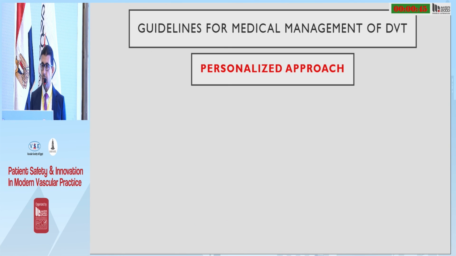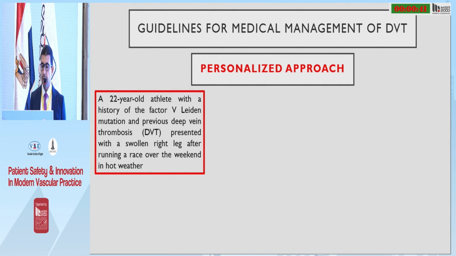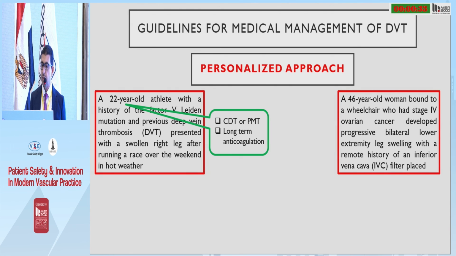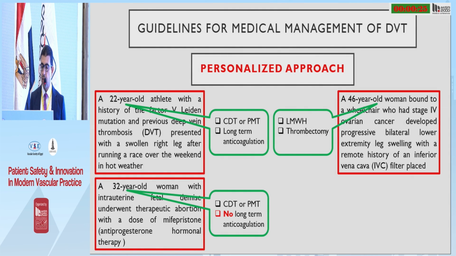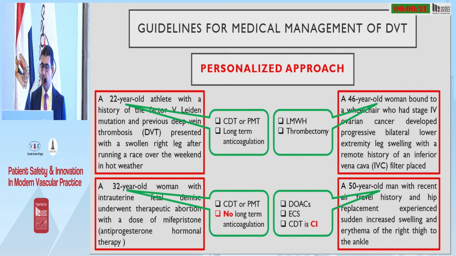So having said that, and turning back to our clinical case scenarios, it should be a personalized approach. For the 22-year-old patient, he has thrombolysis and long-term anticoagulation. For the 46-year-old woman with advanced cancer, she needs only low molecular weight heparin plus or minus thrombectomy. And for the young lady, she needs no longer-term anticoagulation. For the old patient, he has only DOACs and compression stockings without thrombolysis.